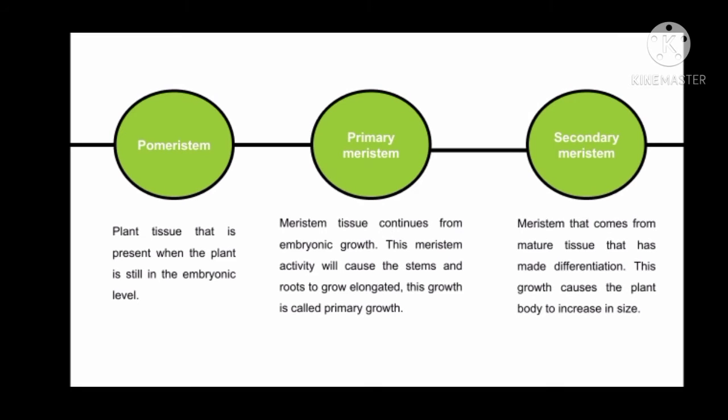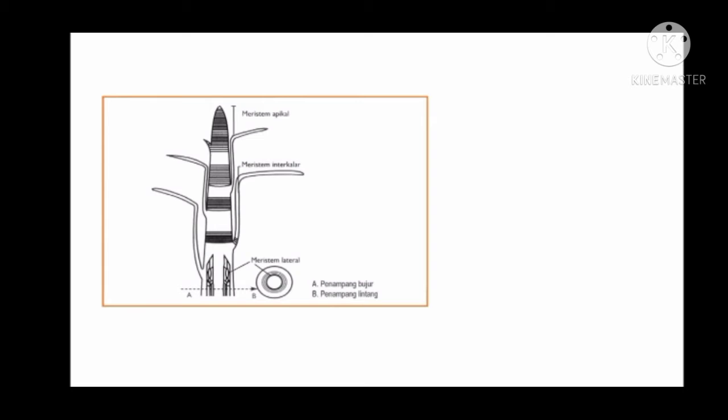Secondary meristem is a meristem that comes from mature tissues that have not differentiated. This growth causes the plant body to increase in size. According to its location, the meristem tissue is divided into apical meristem, namely meristem tissue that is located at the tip of the root and stem growth point that plays a role in the primary growth of plants.